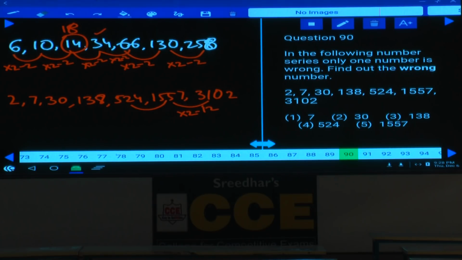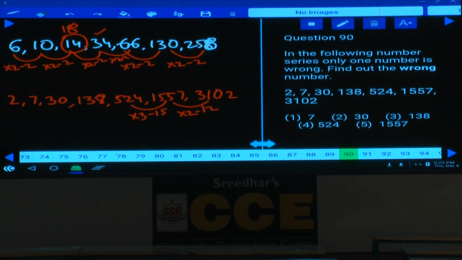Then next one, 524 and 1557. How can I express this one? Now 524 into 3. Now 524 into 3 is how much? 1572. 72 and 57, what is the difference between these two? 15, isn't it? Now the difference between these two is plus 15 or minus 15? Minus 15.